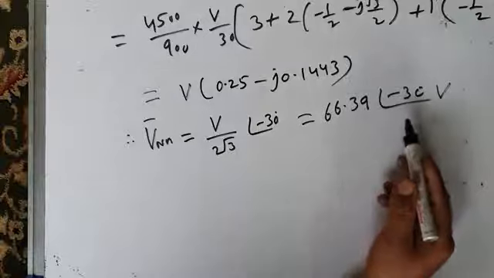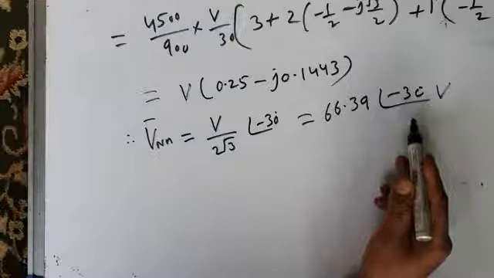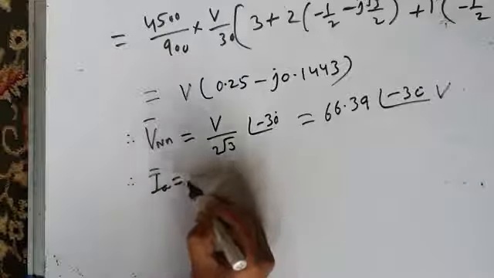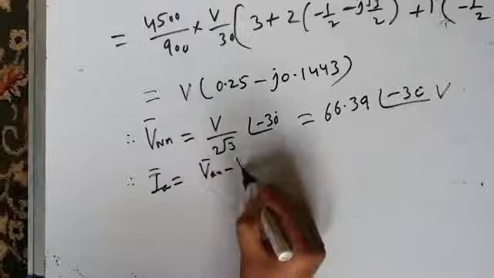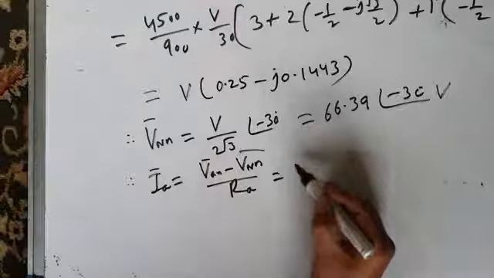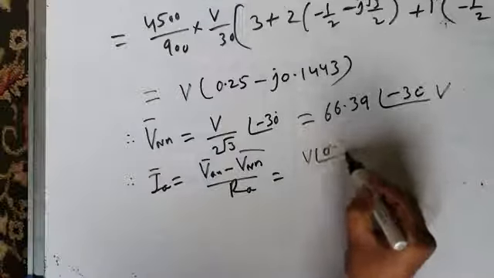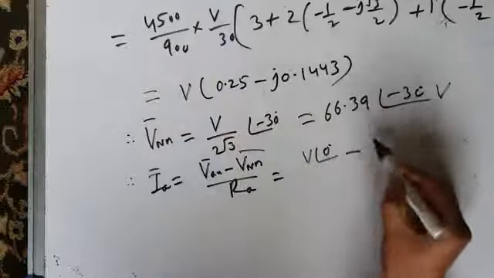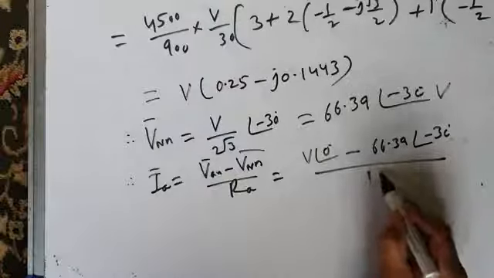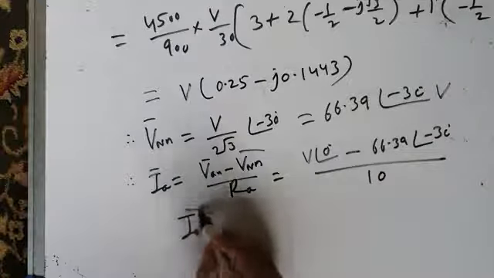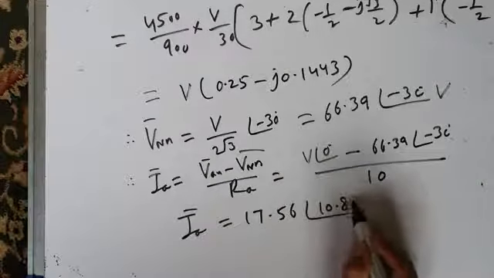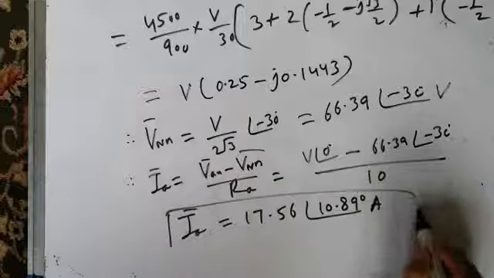Okay, so this is neutral to neutral voltage. And once you have the neutral to neutral voltage, you can now find currents. Therefore, what is line current IA? Line current IA is VAN minus VNN by RA. What is VAN? VAN is V at an angle of 0 degrees minus VNN, which is 66.39 at an angle of minus 30 degrees, by RA. How much is RA? 10 ohms. If you solve it, you'll get IA equal to 17.56 at an angle of 10.89 degrees amps. This is your line current IA.